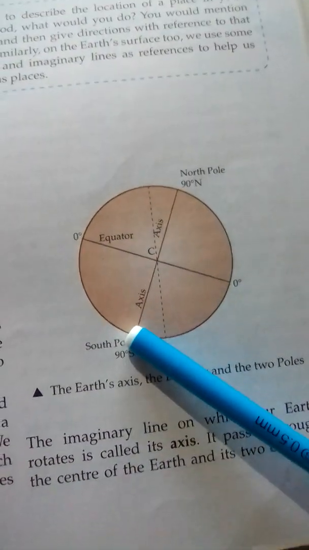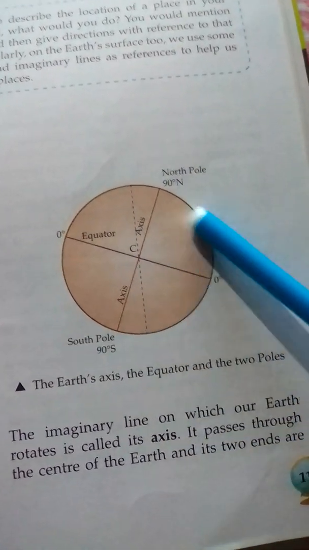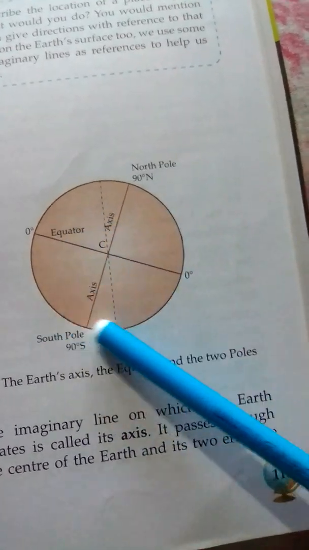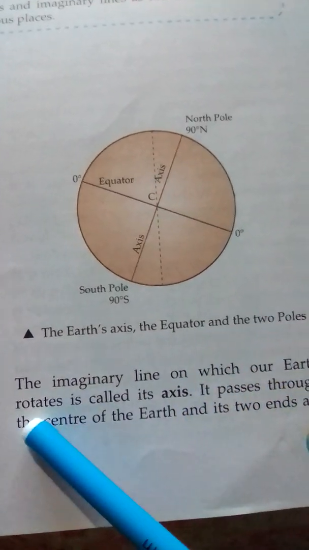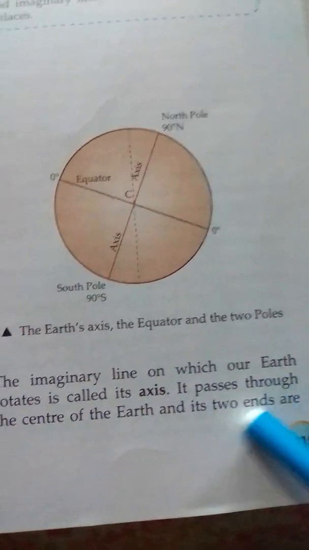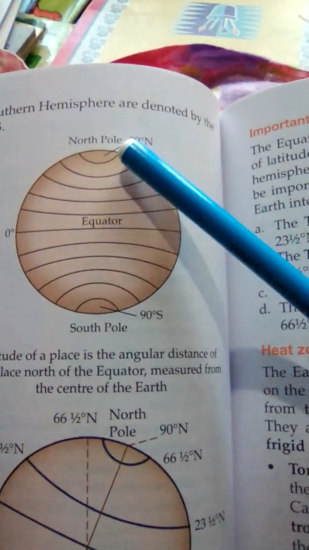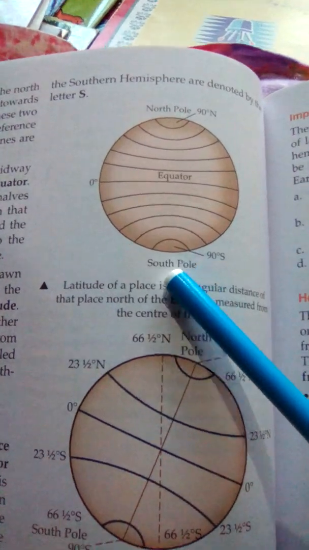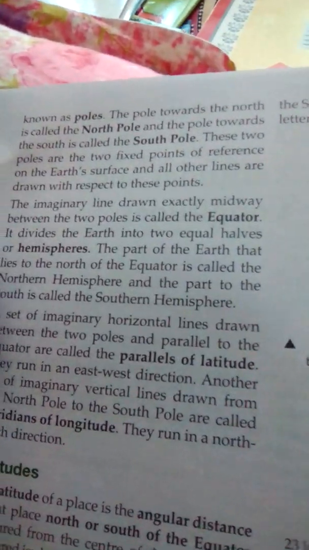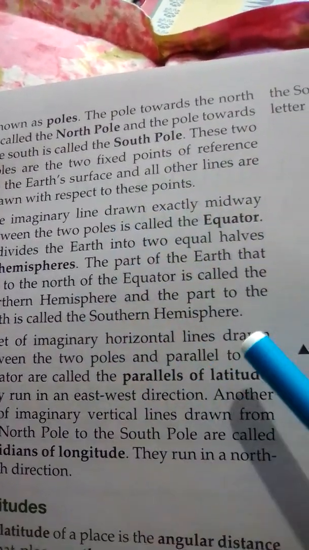You see this picture, this is the axis. On this axis the earth moves, and the globe also rotates on the basis of this axis. The imaginary line on which our earth rotates is called the axis. It passes through the center of the earth and its two ends are known as poles. See here, the two ends: the upper portion is called the north pole and the one below is the south pole. The pole towards the north is called the north pole, and the other is the south pole.